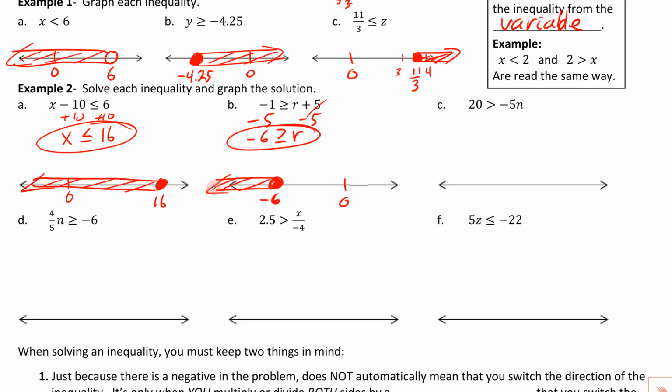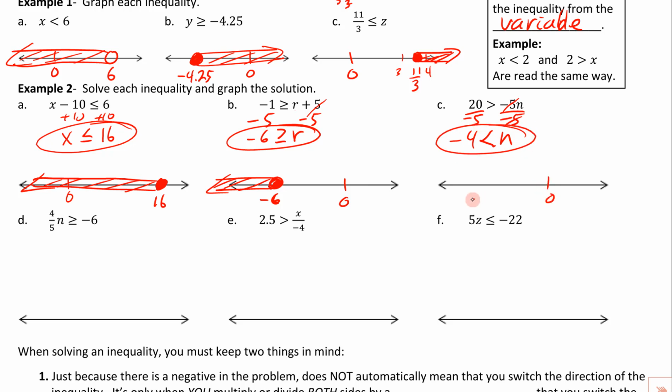Okay, next one. We need to get the n by itself, so we need to undo multiplying by negative 5. So we're going to divide by negative 5. Those are going to cancel. Now, when we divide by a negative, we have to switch the direction of the inequality. So the second I know I'm dividing both sides by a negative or multiplying both sides by a negative, I'm going to switch the direction around. We've got an n right here, and we've got a negative 4. So there's the solution. Let's graph that solution.